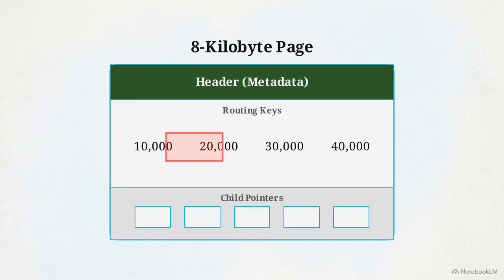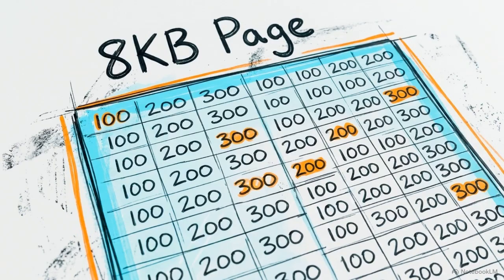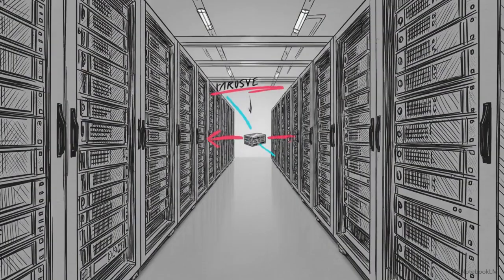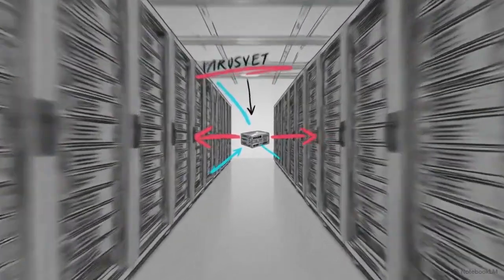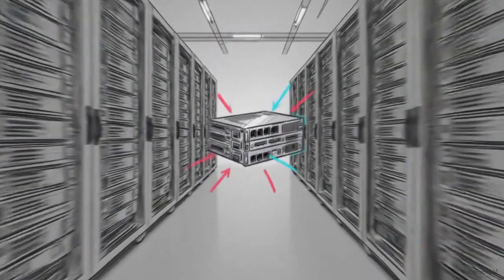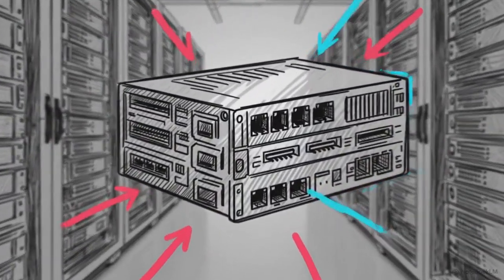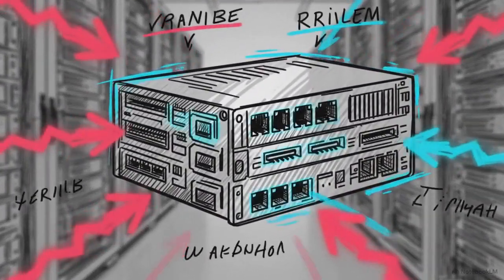Notice how these upper pages do not contain any actual customer data. They only hold routing keys, essentially a directory of numbers that tell the database which page to check next. These compact routing pages provide a massive efficiency boost. By storing directions rather than the data itself, a single read allows the database to instantly ignore 99.9% of the other records in the table.